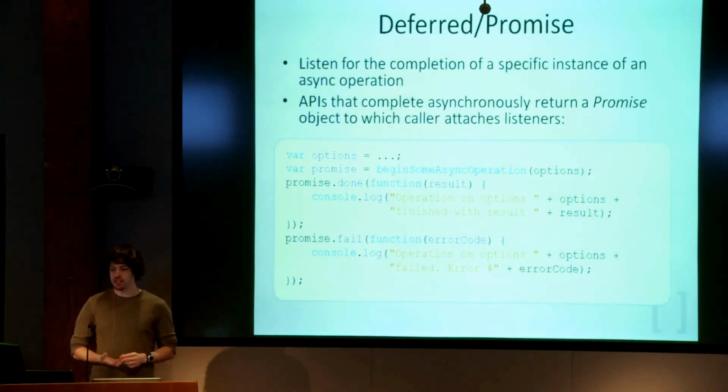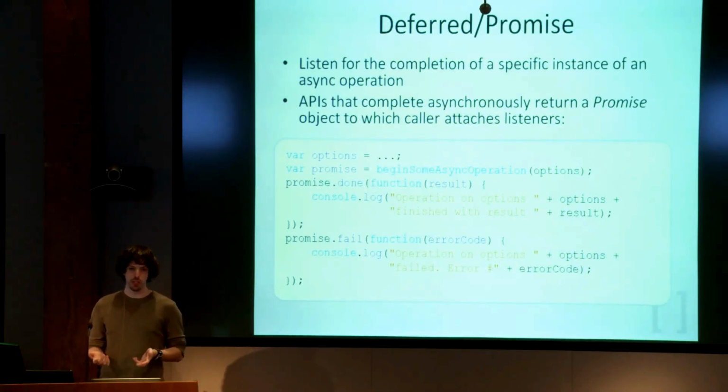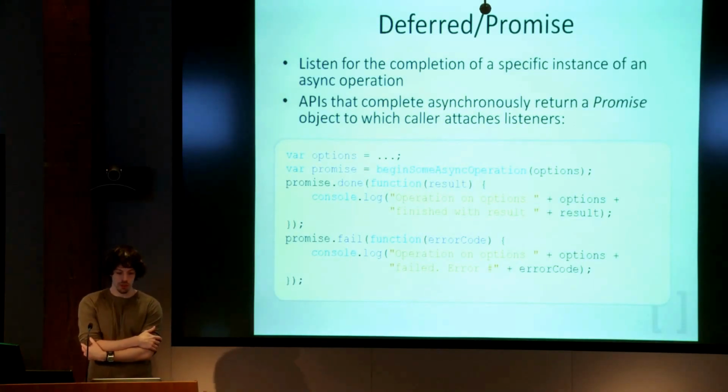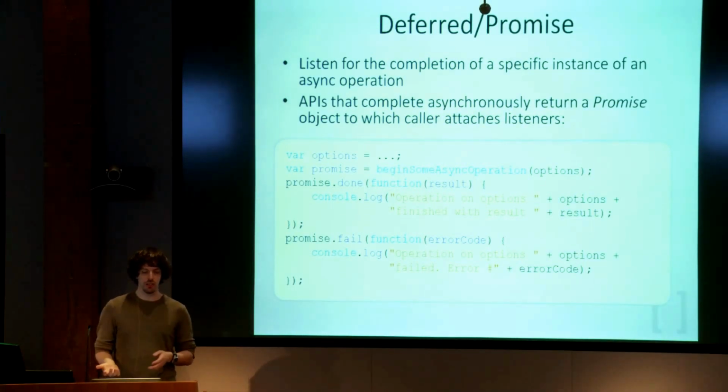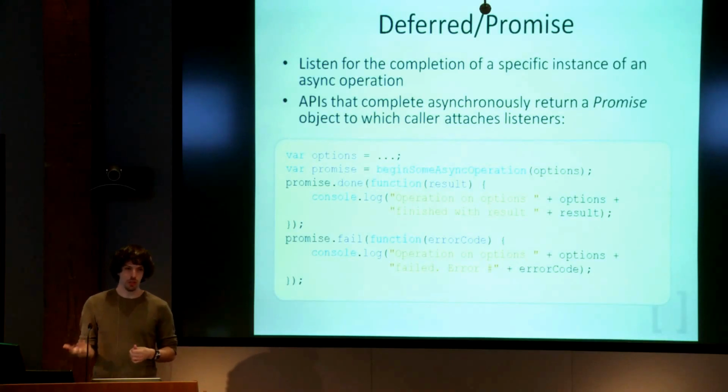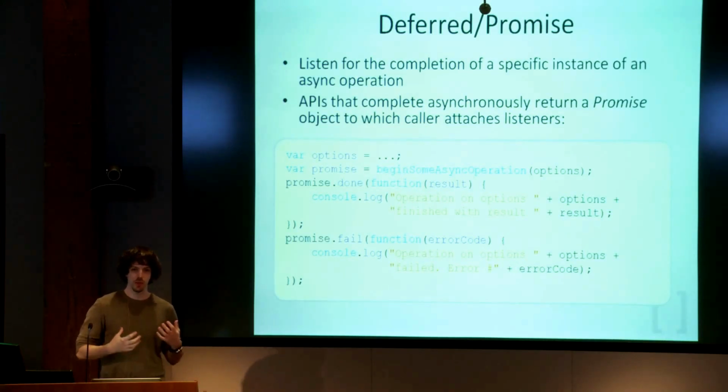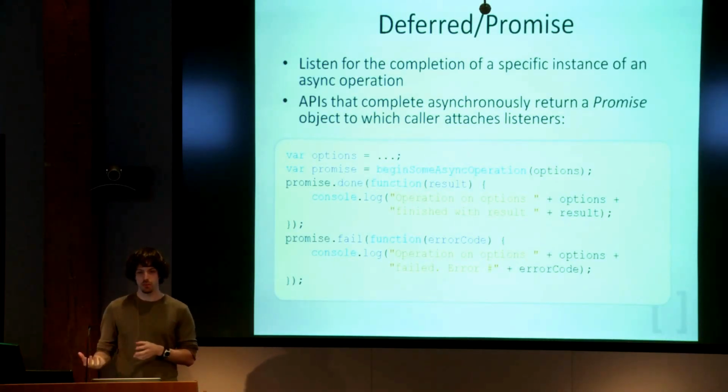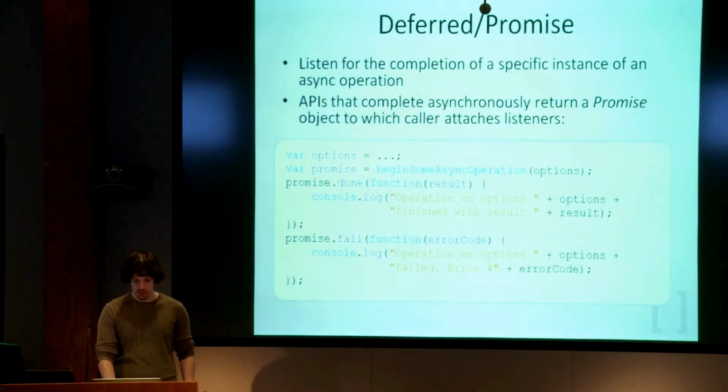Fundamentally, though, the deferred mechanism is just a way to listen for the completion of an asynchronous operation, a particular invocation of an asynchronous operation. So if you're calling an asynchronous API, it will return you a promise object. And that's just basically a token that you use to listen for when the operation is going to complete. So here's a quick code example.